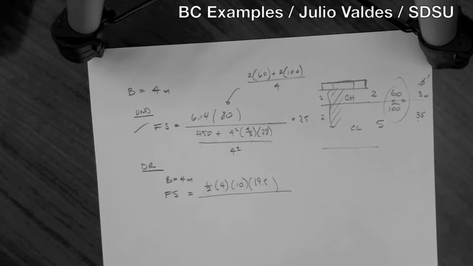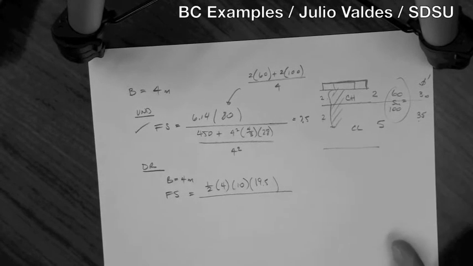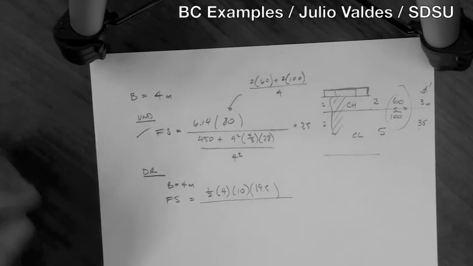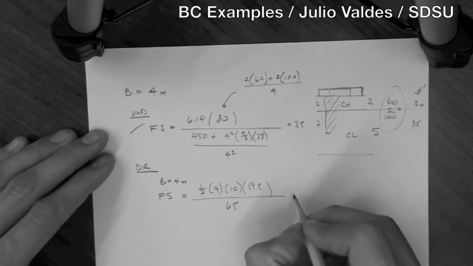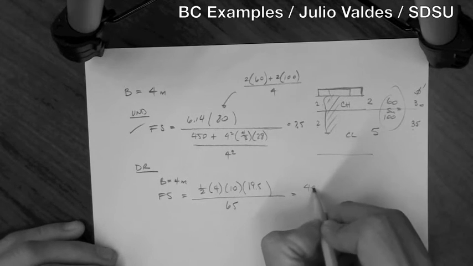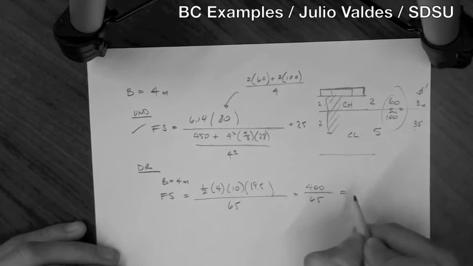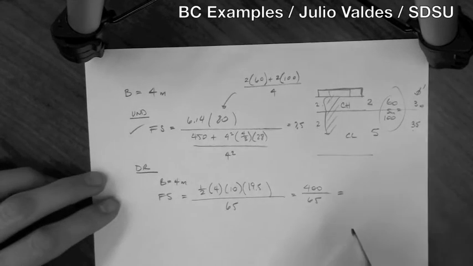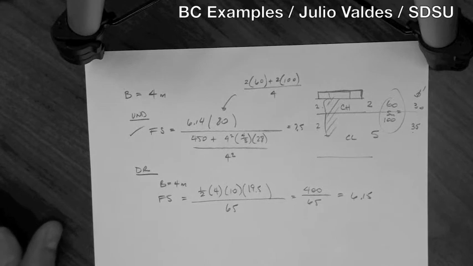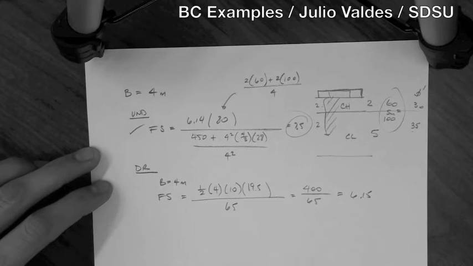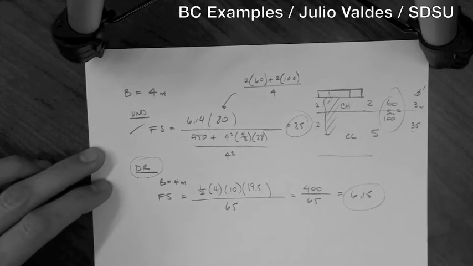And then down here you have the value of Q for the 4 meter foundation, 65. Right? So here you have 20 times 20, essentially 400, divided by 65, which is 6.15. So in the undrained case, the factor of safety is 7.5. For the drained case, the factor of safety is 6.15 for the B equal to 4 meter foundation.